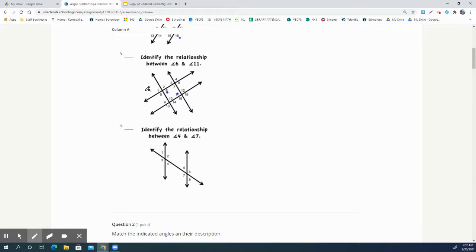6 and 11, there's no transversal that connects them. So if you think about that map kind of idea, if my house is at 6 and the 7-Eleven is at 11, I can't go straight from 6 to 11 without going through 10 or 7. This is no relationship. And that's the first time we've talked about that. If they are not connected by a transversal, there's no relationship.